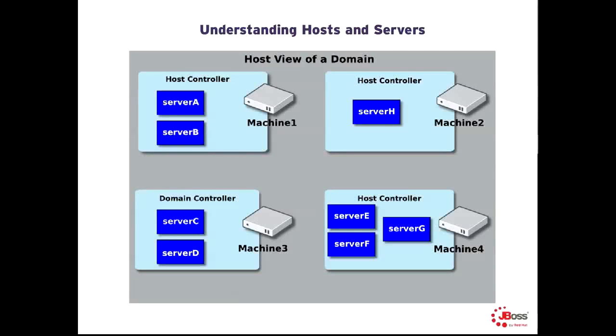You can take a look at an EAP domain, such as the one on your screen, in a couple of different ways. You can take a look at it from the view of your hosts, which we have shown here, where each machine represents a single host. Machine 2 has a host controller with server H, machine 1 a host controller with server A and B, and so on.